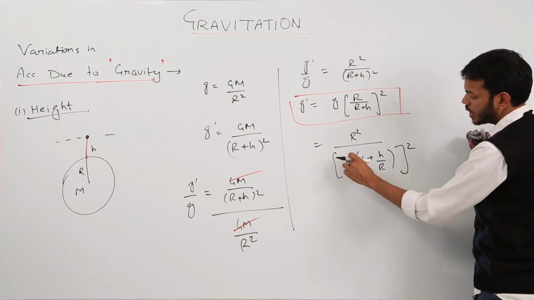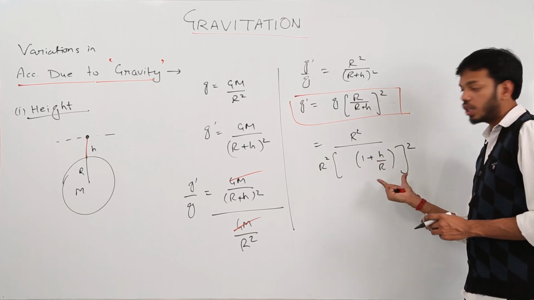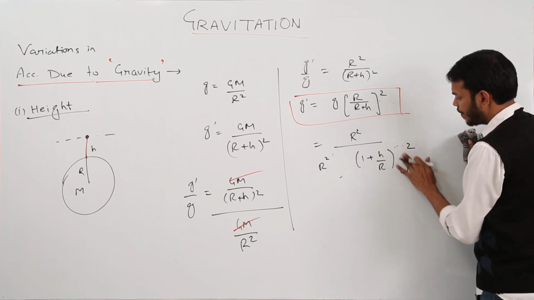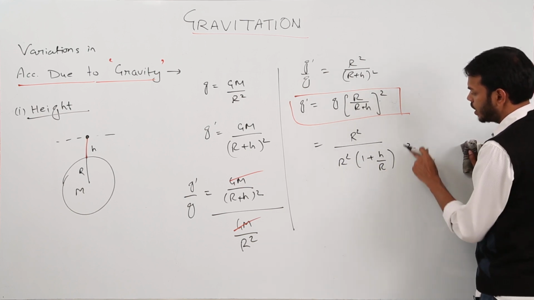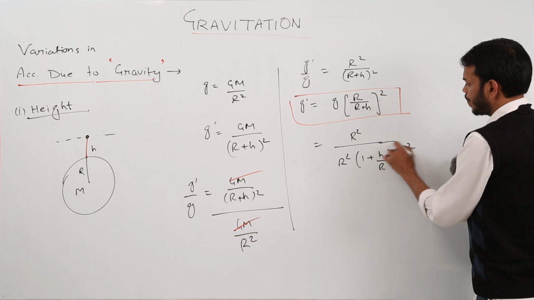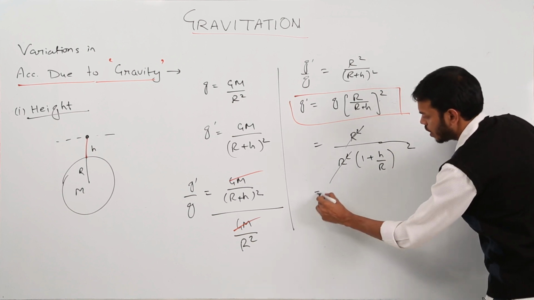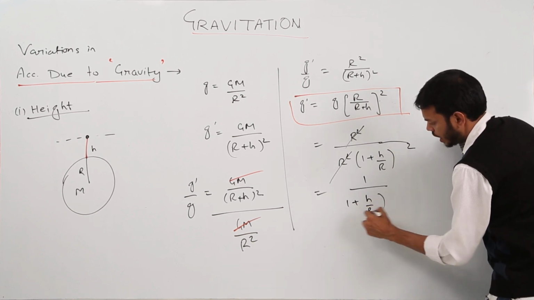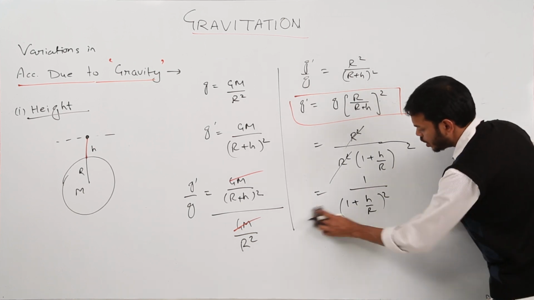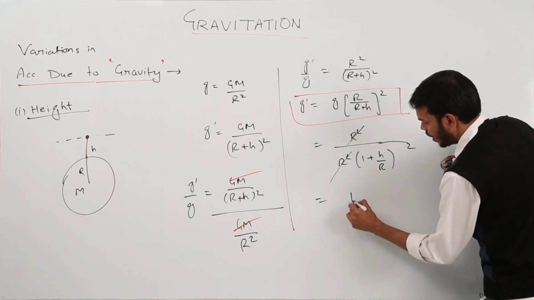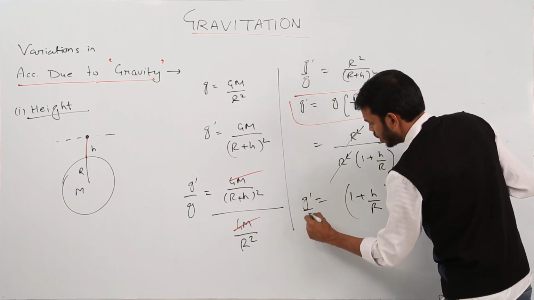From now, these two things, I'm taking this r outside the bracket, so it will obviously come out squared, because that was r square into this term square. So now I'm left with r square times (1 plus h over r) raised to power 2. Now cancel this out. What will you be left with? You will be left with 1 upon (1 plus h over r) raised to power 2. This whole term, when it goes up, becomes minus 2. So instead of this, I am writing (1 plus h upon r) raised to power minus 2. This is the value of g dash over g.